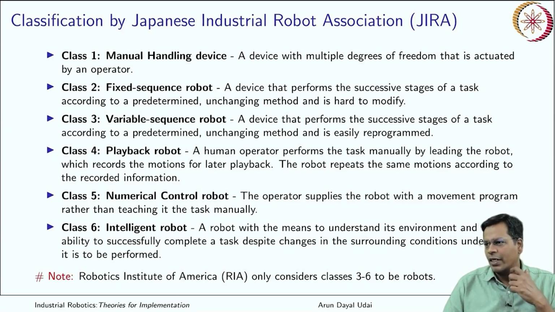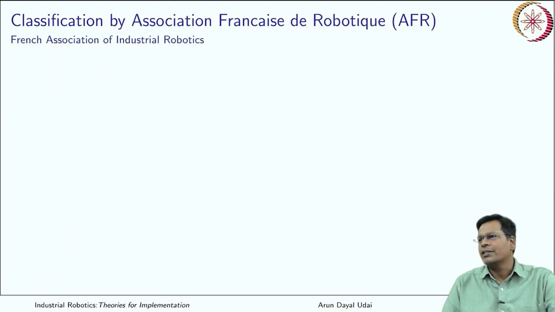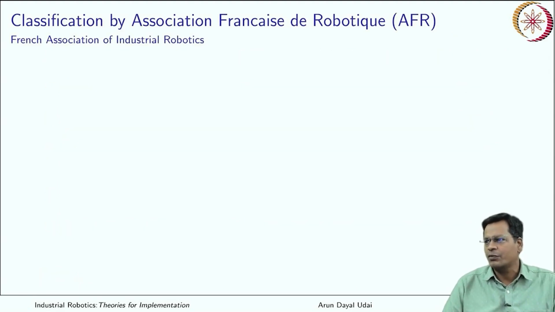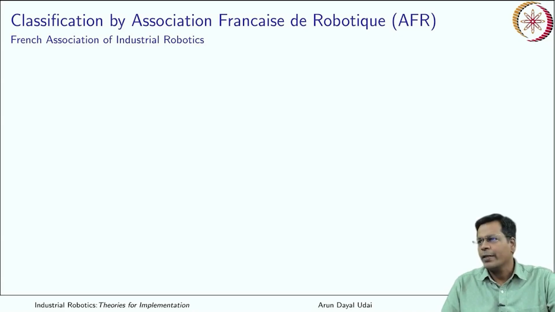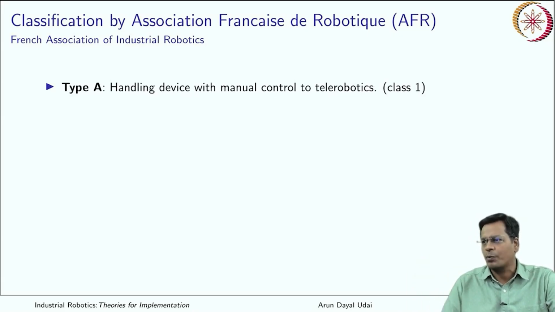Okay, so the Robotics Institute of America, RIA, only considers the classes 3 to 6 to be robots. However, the others are being classified as robots, but they are not actually robots. Again, the second very important classification was given by AFR, the French Association for Industrial Robotics. This has defined 4 different types of robot.